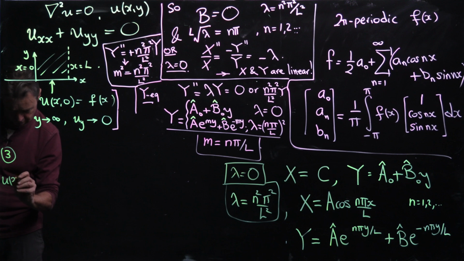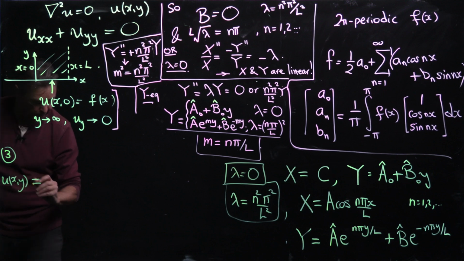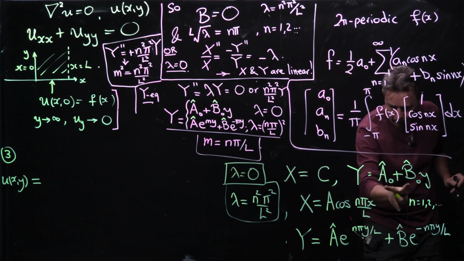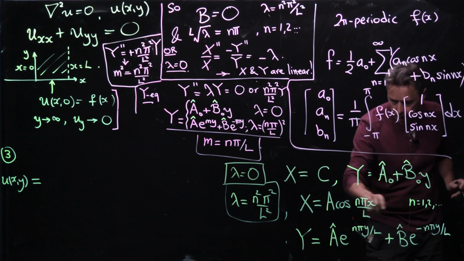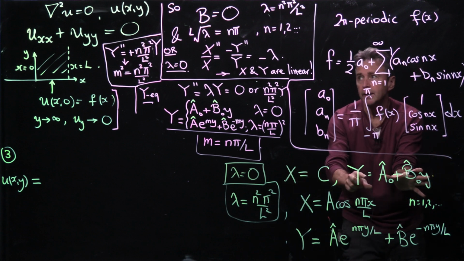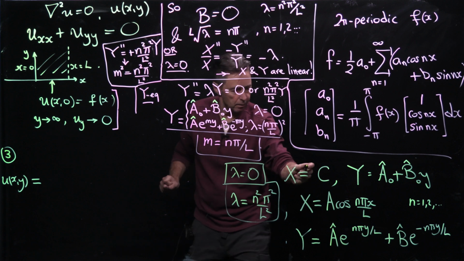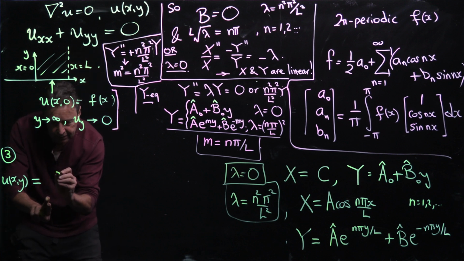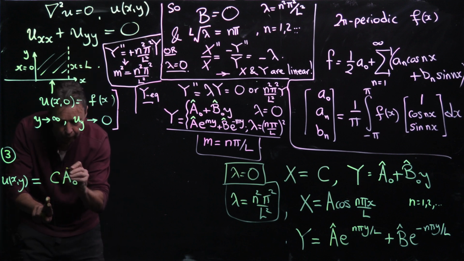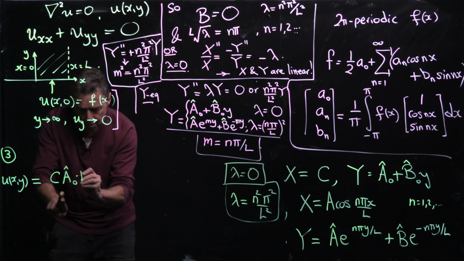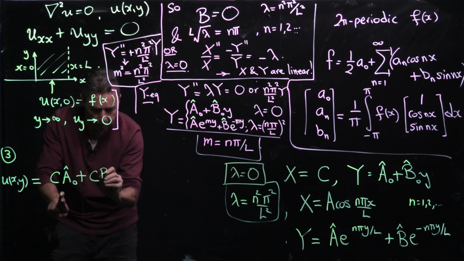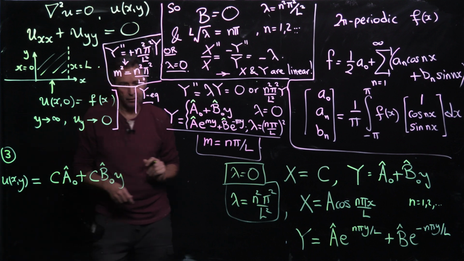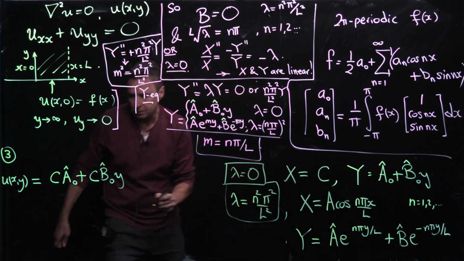So this was step 3, right? So u of x and y equals. Right, so there's a bit that's got a constant there and a constant plus a constant times y. Right? It's x times y is the solution. And that's the lambda is equal to 0 piece. So I would have c a naught y plus c b naught y there. I have that thing, that times that. That's the first piece of the solution.